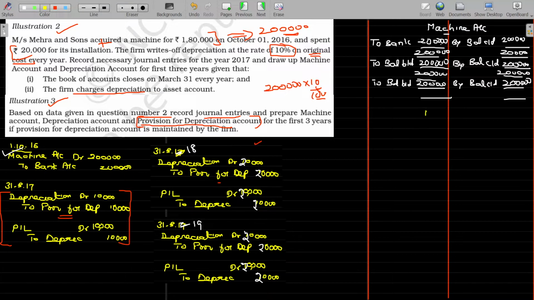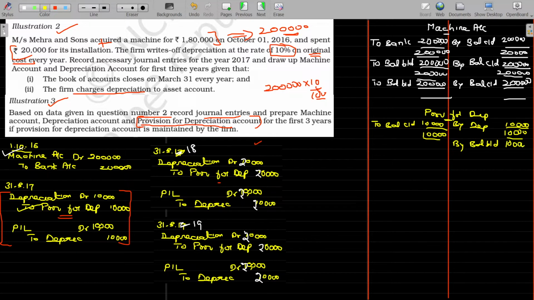Let's see here, provision for depreciation. So here, provision for depreciation by depreciation, right? For the first one, by depreciation, this value being 10,000. That's all. If I close the first year, we get a balance carried on of rupees 10,000. That 10,000 becomes the opening for the next year. Opening for the next year by balance brought down.